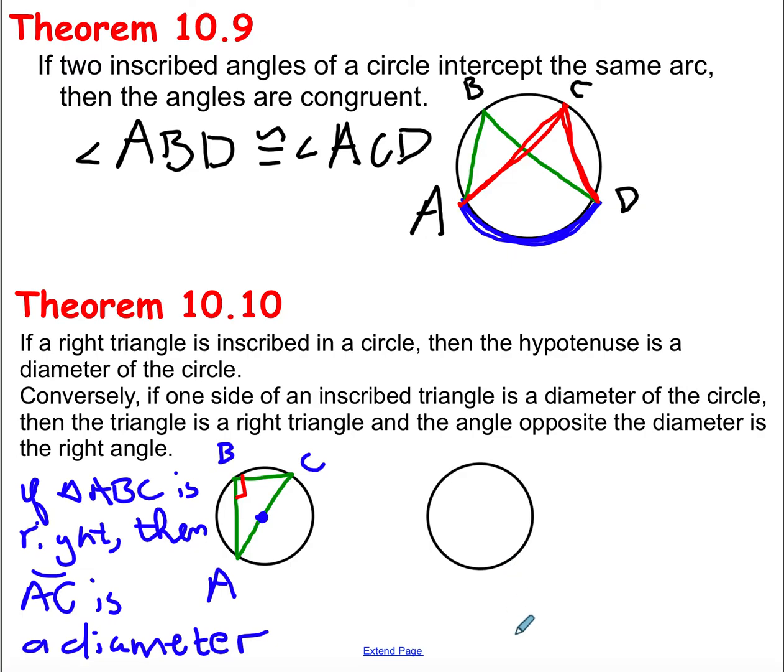And then the converse would be if we have an inscribed triangle and one side of it is a diameter. So if we know, for example, that this side is a diameter and it goes through the center, then we can say for certain that this is a right triangle.